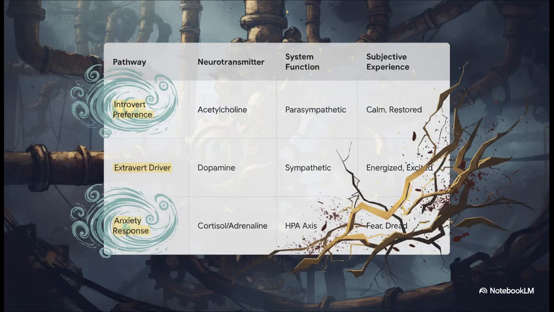And if you look at the neurochemistry, these internal landscapes are just irreconcilable. The introvert withdraws to activate the acetylcholine pathway. That's the parasympathetic rest and digest mode. The experience is one of calm, of restoration. The anxious system withdraws because of a spike in cortisol and adrenaline. This activates the HPA axis, the fight-or-flight response. The subjective experience there is hypervigilance and dread. Let's be clear, the chemicals of rest are not the chemicals of fear.